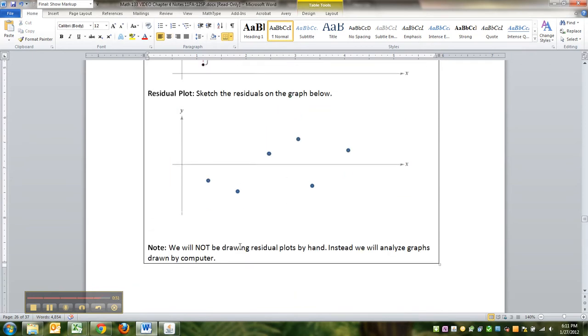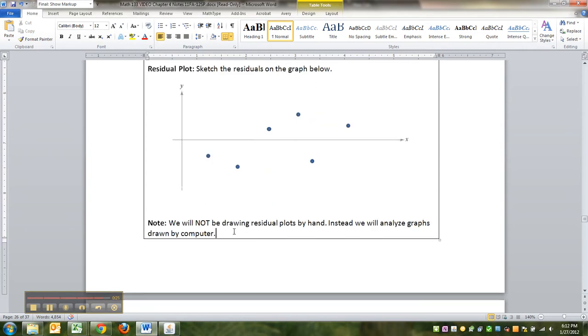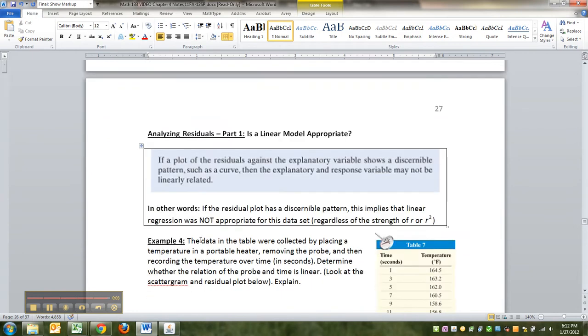We are not going to do this by hand. Obviously, I mean, this isn't even accurate what I did, right? So we are going to make Excel and or StatCrunch draw them for us, right? Using Excel or StatCrunch. Okay, and we'll see how to do that in another video, right? All right, so I'll see you back here then.